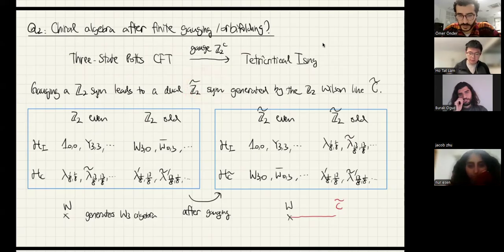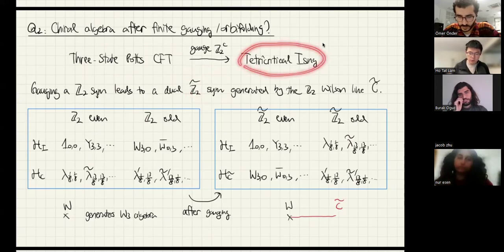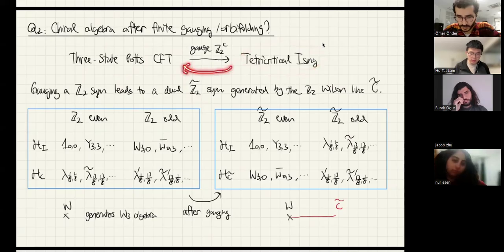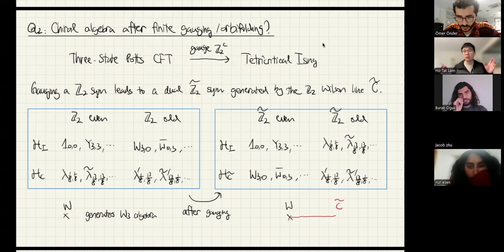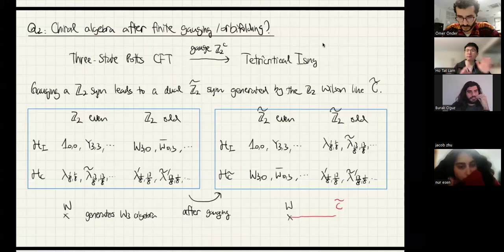And similarly, you can also start with the tetracritical Ising model, gauge the Z2 tilde symmetry and come back. That means that the 3-state Potts model and the tetracritical Ising model, in some sense, contain the same information, because you can always recover one from the other. But what gauging does is really reshuffle this information and place it in a different way.